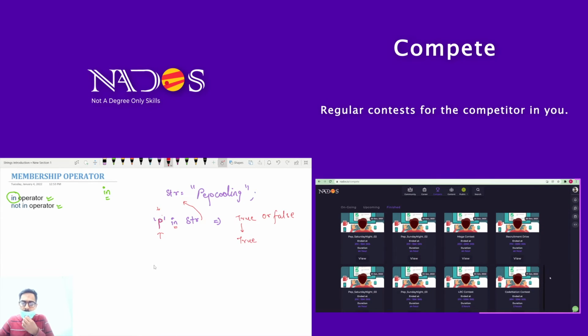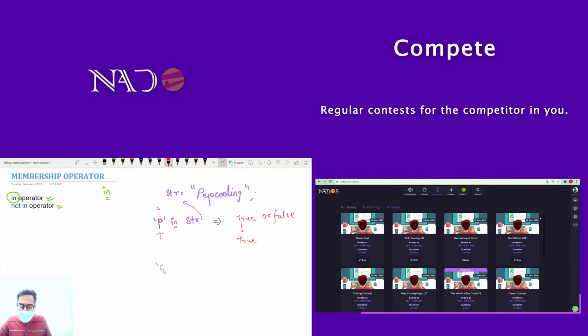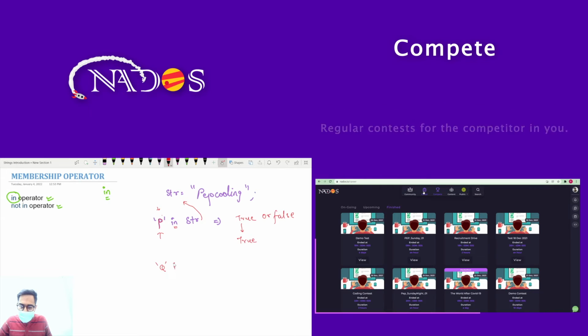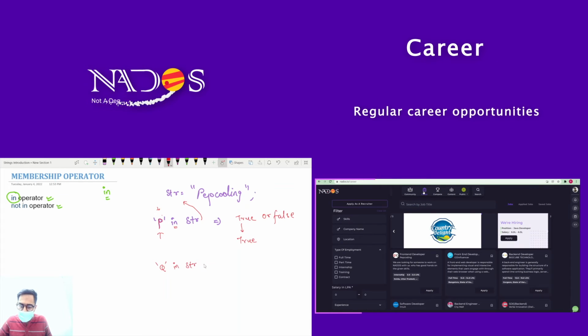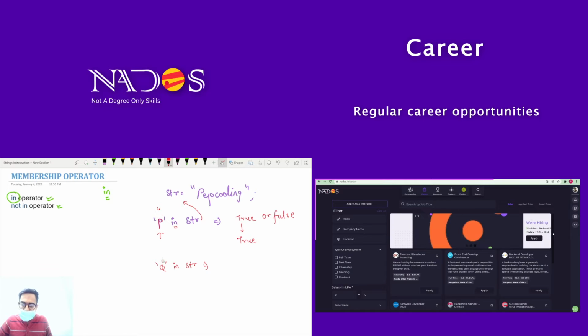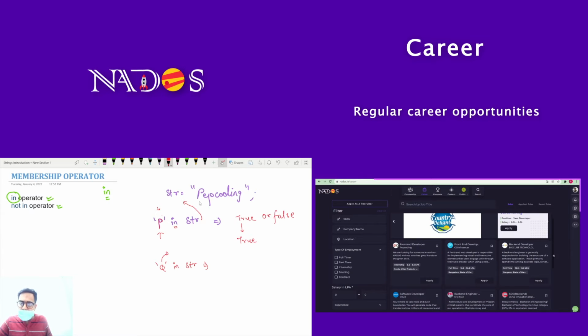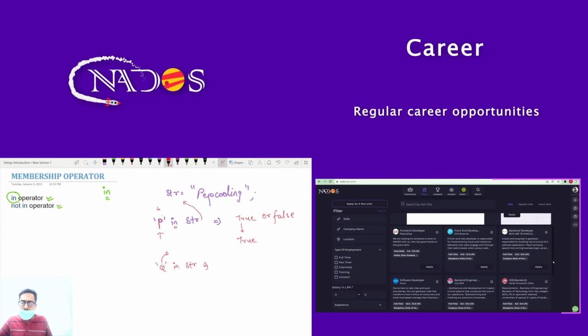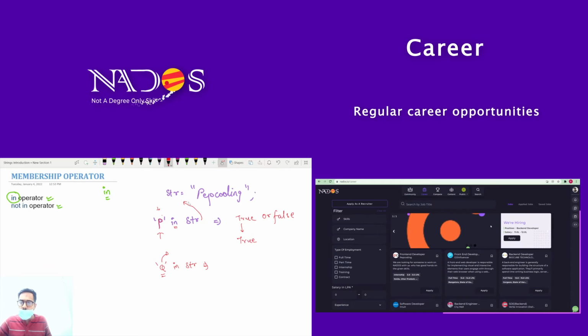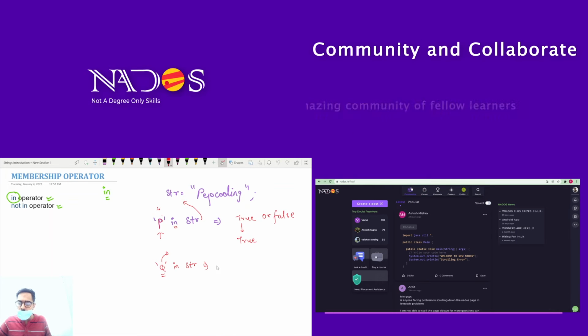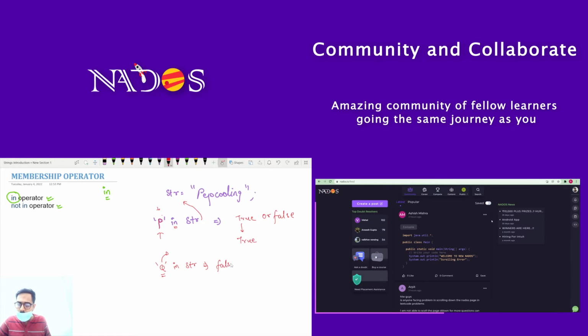On the other hand, if I say Q in str, this particular character will get checked in the entire string. You can clearly see that Q is not present in this string. So your output will be false.